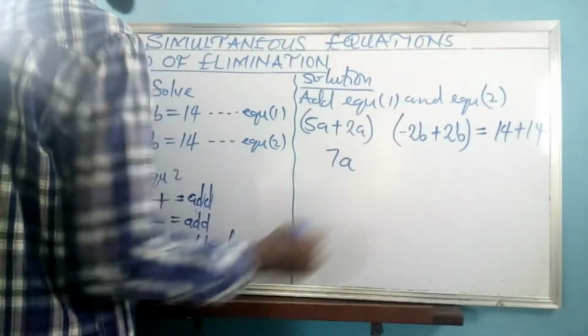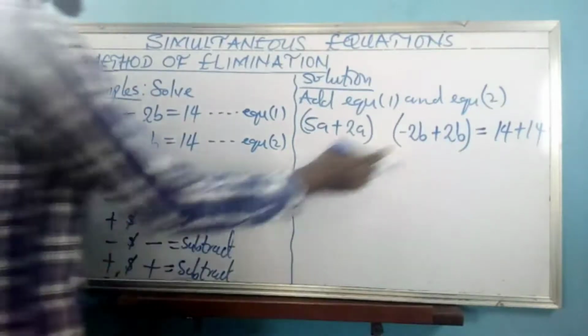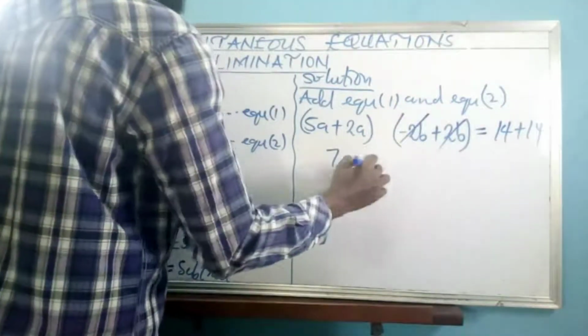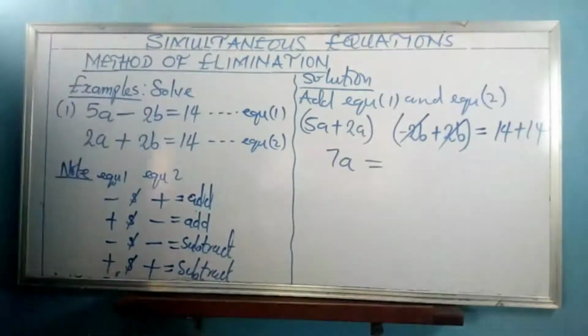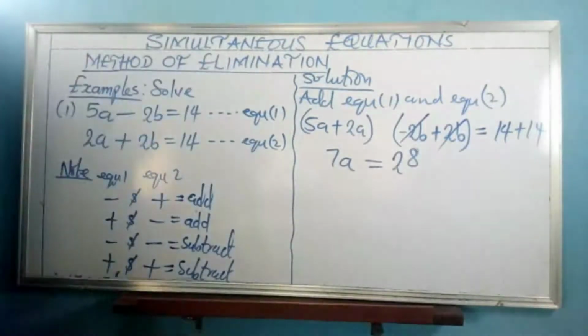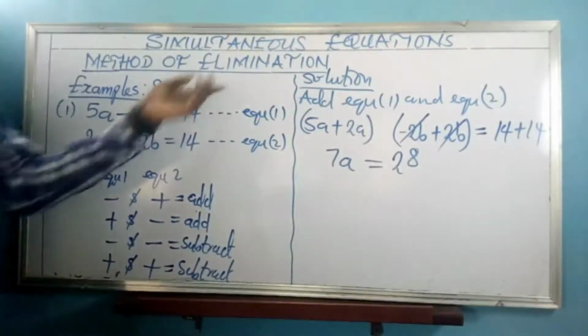7a. That's very good. And look at what we have here. Minus 2a plus 2a. Minus 2b plus 2b. That means the two will cancel each other, so we don't have anything there again. And 14 plus 14, that is 28. Do we see it now? The essence of elimination method.